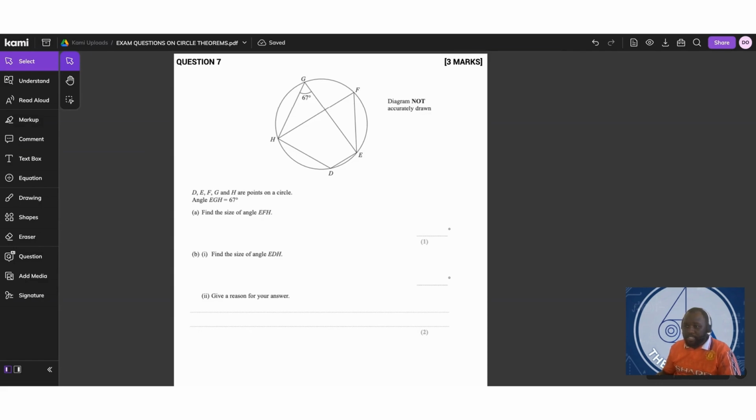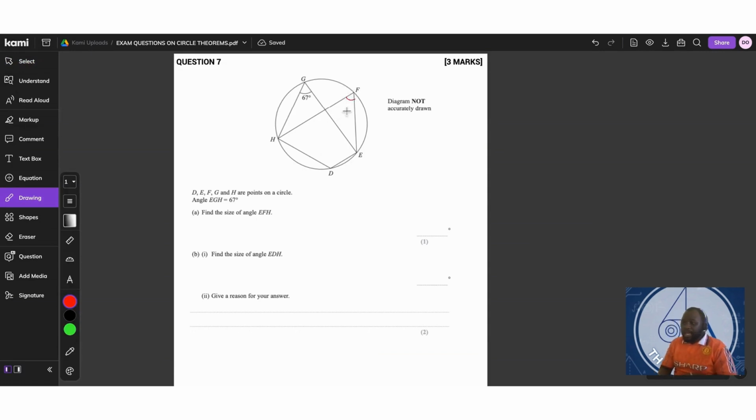Now the first part says find the size of the angle marked EFH. That is this angle up here. The angle EFH is this angle up here, and that angle will be equal to angle EGH. So EFH will be equal to EGH, and therefore this angle is 67 degrees.